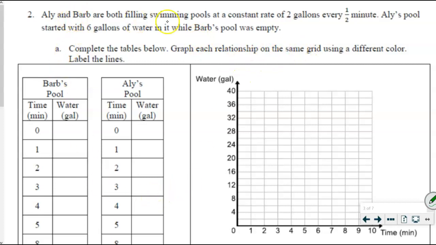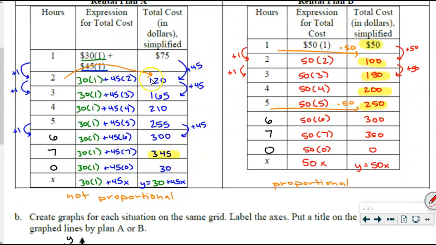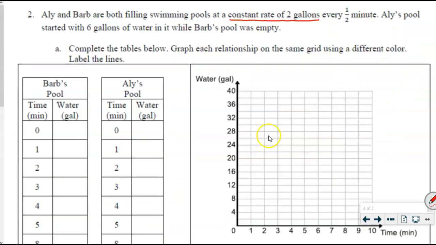Allie and Barb are both filling swimming pools at a constant rate of 2 gallons. Listen to that. Constant rate of 2 gallons. Did you hear what I said on that last problem? Did they both have a constant rate? Were we constantly adding $45? Or constantly adding $50 here? Okay, so we can still have a constant rate, and they're adding the 2 gallons every half of a minute.